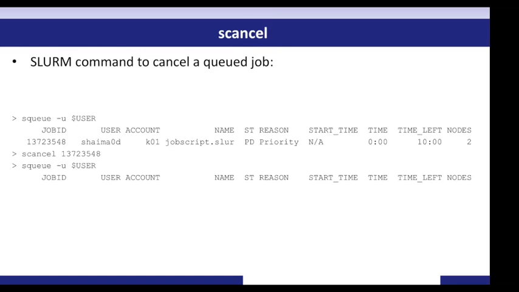If you have submitted a job and for some reason you want to kill it, you don't want it to run, or you don't want a running job to finish and eat up your core hours, you can always use scancel to cancel your job. You can cancel your job using the job ID. In order to get the job ID, you can first run squeue with the filter minus u and your username, and this is the job ID that you get. Then you can use that job ID to cancel. Okay.